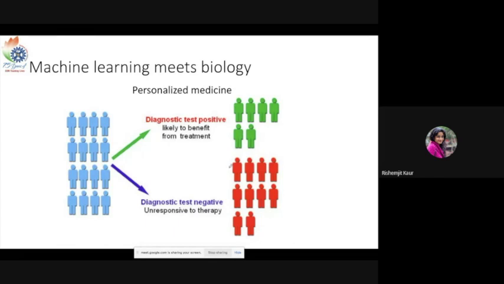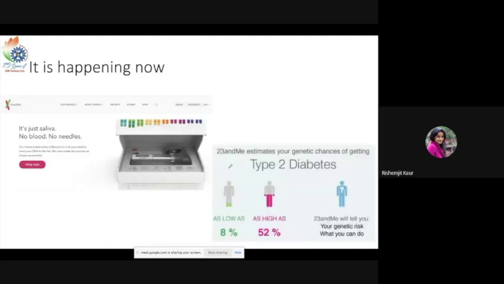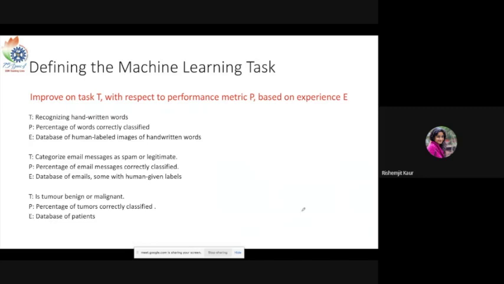I'm sorry. Yeah, and test negative who are unresponsive to the certain therapy. And as I was saying, this is something which is happening now. There are already companies which are doing it. For example, there is a company called 23andMe. They try to estimate your genetic chances of getting type 2 diabetes, if it is as low as, let's say, 8% or as high as 52%. So it will tell you on the basis of your genetic information how much of a risk you are at.